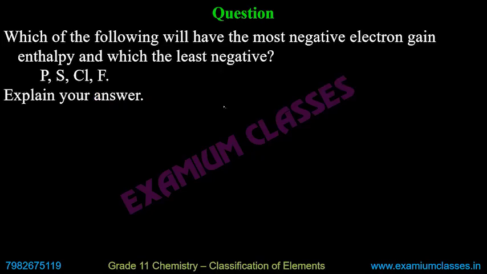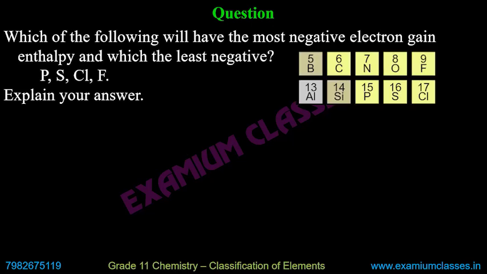This question we had done: which of the following will have the most negative electron gain enthalpy and which the least negative? And for that, you need to know where these are placed. So quickly draw their positions whenever you get these types of questions on rough paper. Their positions you need to draw. Otherwise, there are fair chances that you can make mistakes.